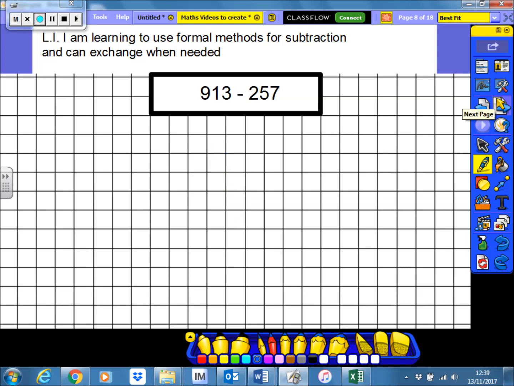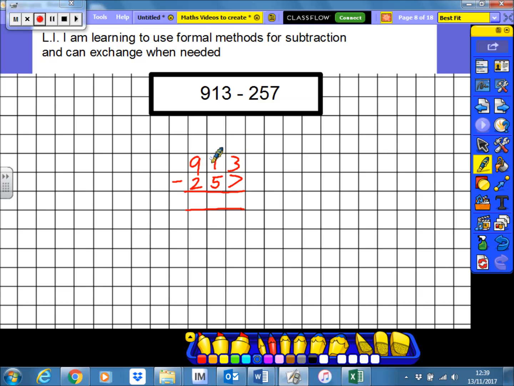Let's move up a notch. We're going to do a little bit of exchanging over a couple of different columns now. So for this one, we have 913 take away 257. Now, the astute amongst you will be currently shouting out, 3 take away 7, we can't do that. And you're absolutely right, we will need to exchange. So 3 take away 7, not possible in this case.